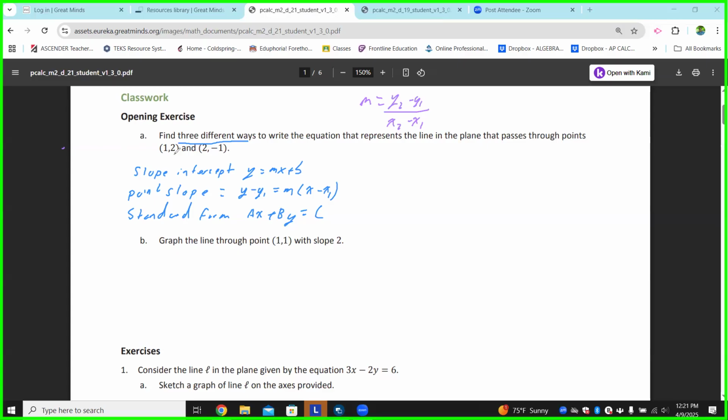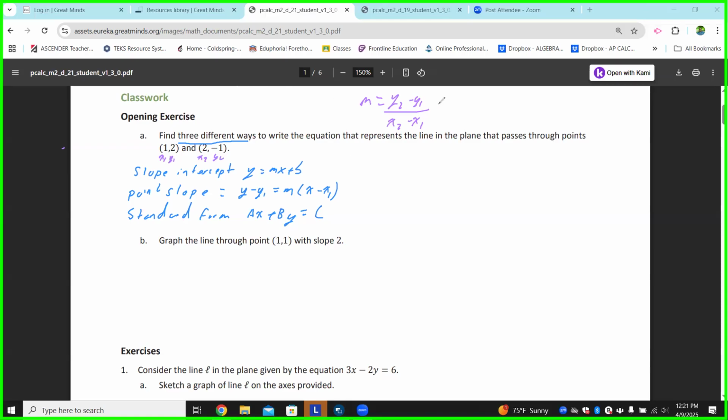Now, how you label this is completely up to you. I just go from left to right. So this would be x1, y1, x2, y2. But if you label the first point x2 and y2 and the second point x1 and y1, you're still going to get the correct answer. But that's just how I do it. I just go left to right.